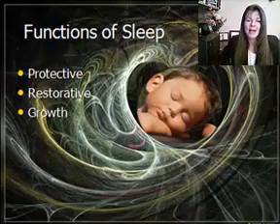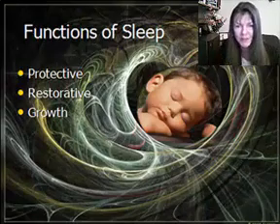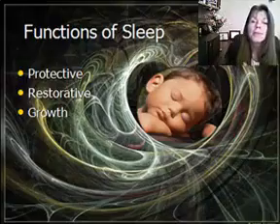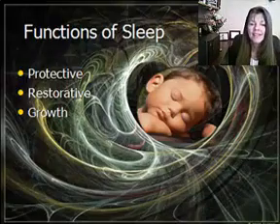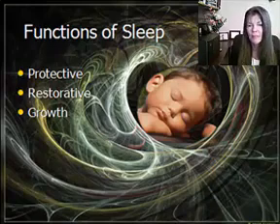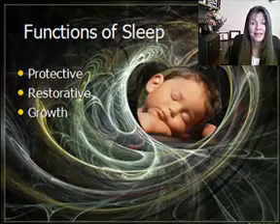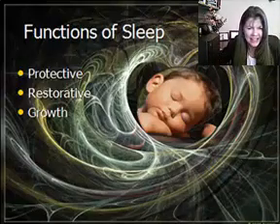And then finally, we have a third function, but this is actually more important for children, the growth function. The pituitary gland releases growth hormone in children during sleep, and this is much more reduced in adults. So children and adults differ in the amount of sleep that they need. The idea that we all need 8 hours sleep is not true.